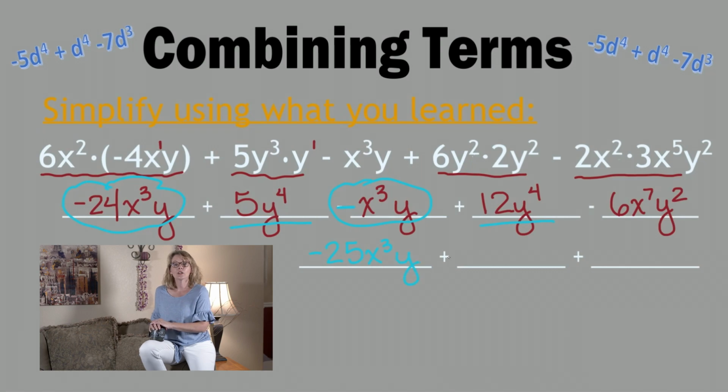Next up, our underlined terms of 5y to the 4th and 12y to the 4th. You know what to do. Add 5 plus 12 equals 17 for 17y to the 4th. That last term doesn't get to be combined, but he is part of the final answer, so I'll just write him here. Minus 6x to the 7th y squared. So the big mess got a little bit better, but it still looks a little crazy.